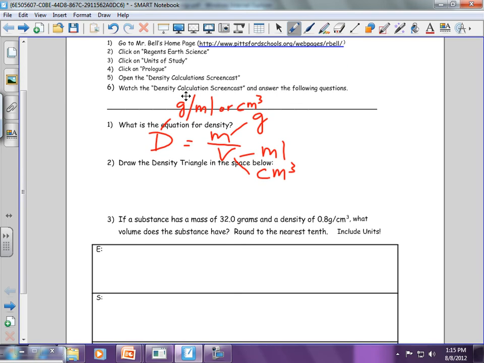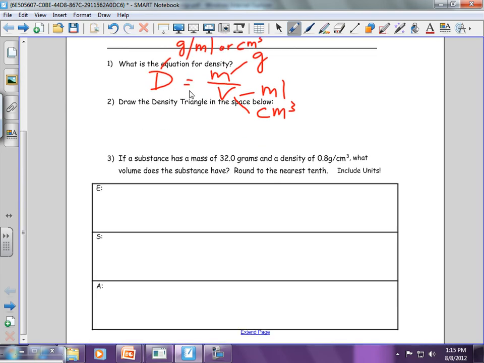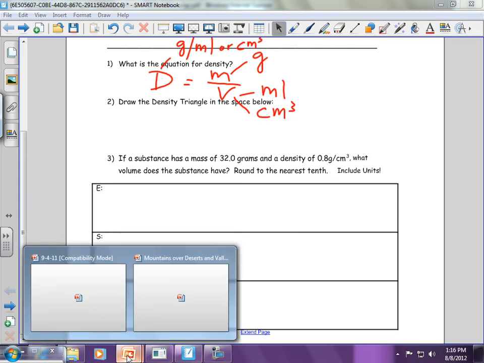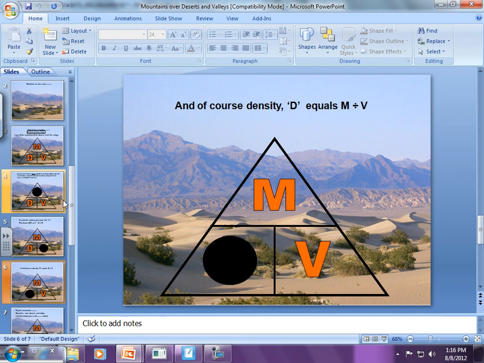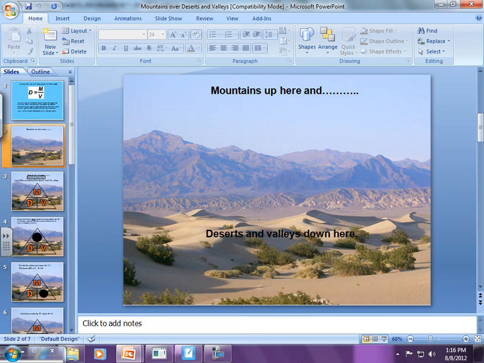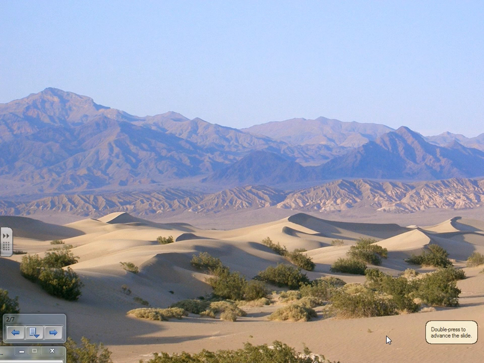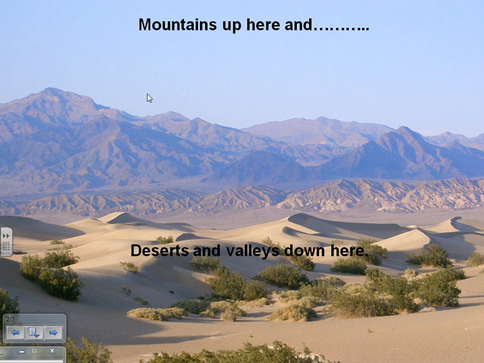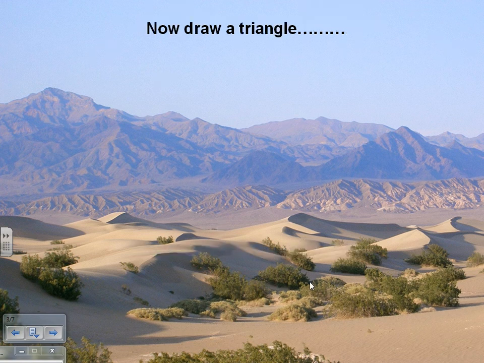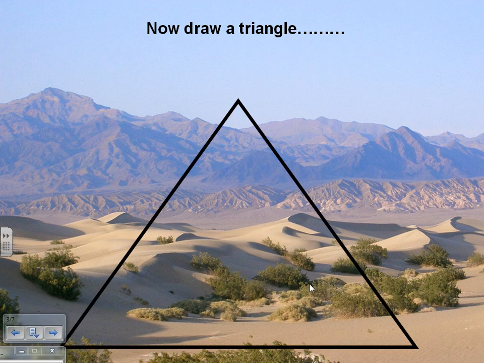Alright, that's helpful for solving for density. The problem is sometimes we're asked to solve for mass. Sometimes we're asked to solve for volume. Well, how do we do that? It's a bit more complicated, but there's of course a very easy way to do it. If you remember the diagram we looked at in today's class, this beautiful picture of mountains, deserts, and valleys, we can remember where these things are, right? Mountains go way up here, deserts and valleys go way down here, and we can make what we call a magical density triangle based on this picture.